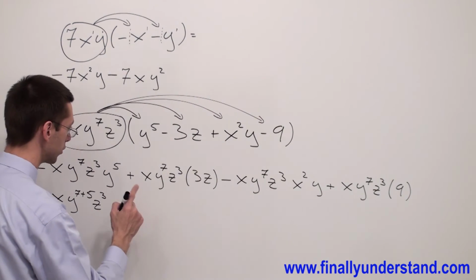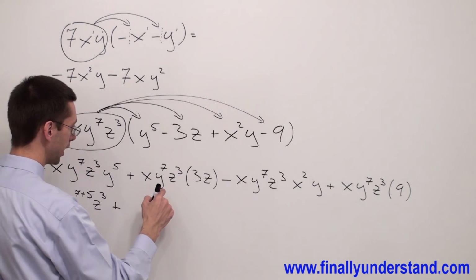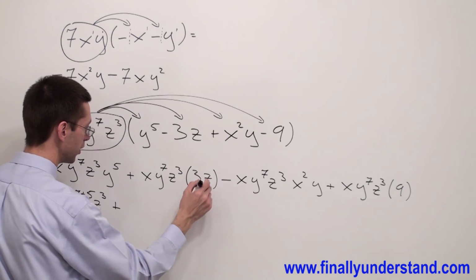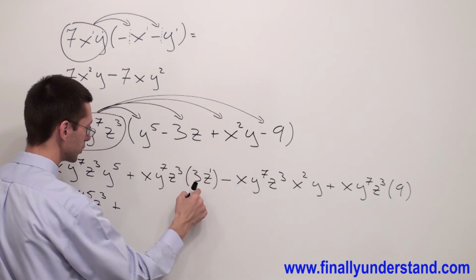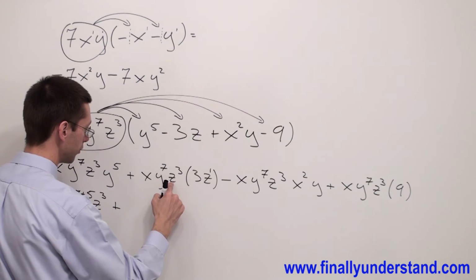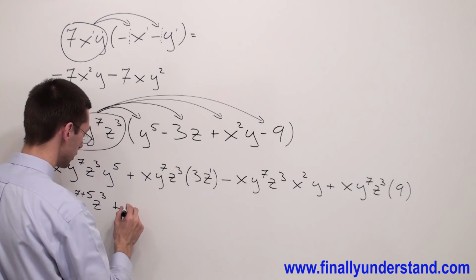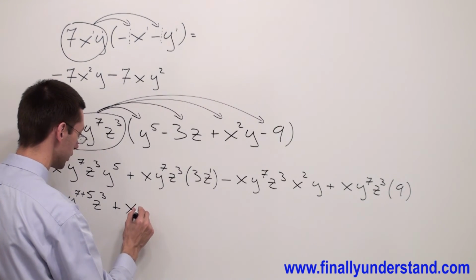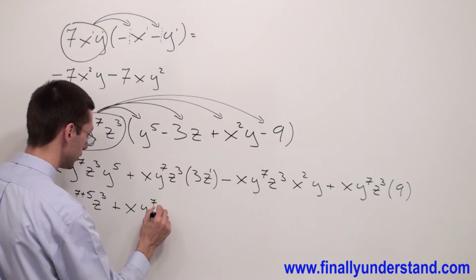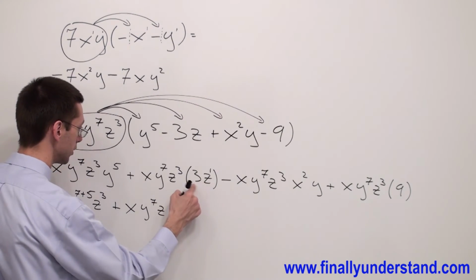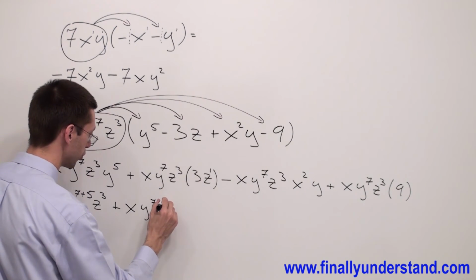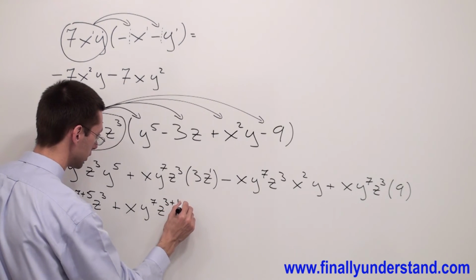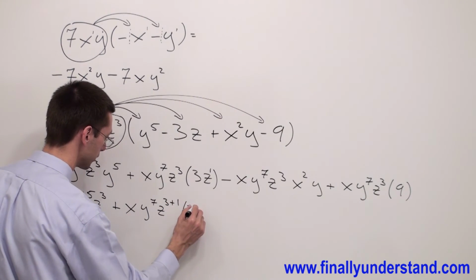Plus, let's take a look at what we have over here. I have z and z. Remember, anytime there is no exponent, there is always an invisible 1. I have z to the 3rd times z to the 1st. I'm going to have z to 3 plus 1. Okay, because I have to keep the base and add exponents, 3 plus 1. And everything has to be multiplied by 3.